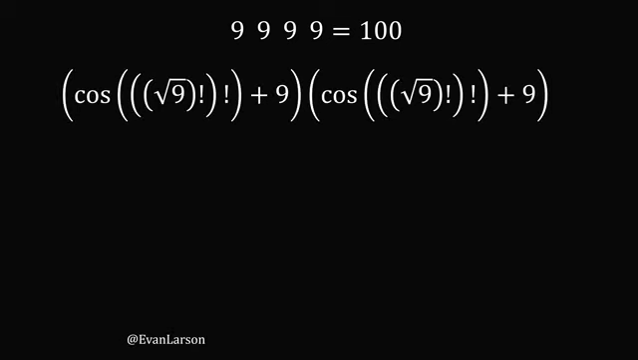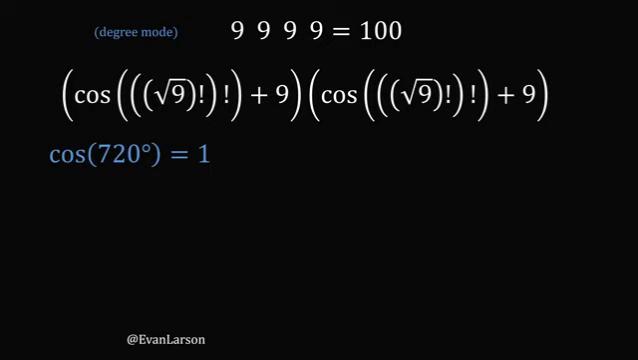Here's another solution which is quite remarkable. We have the cosine of, we have the square root of 9, we want the factorial of that, we take the factorial of the result, then we add 9 and we multiply it by the same thing. So why does this work out? So you want to make sure, again, you're in degree mode. So the cosine of 720 degrees is equal to 1.